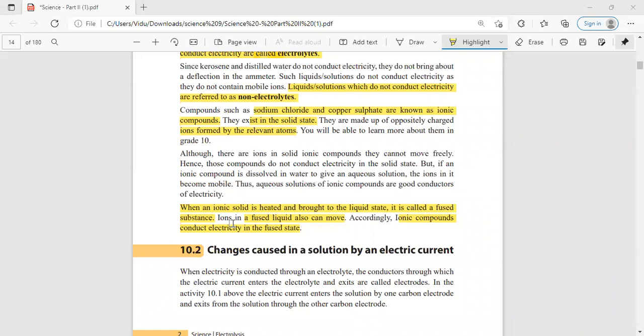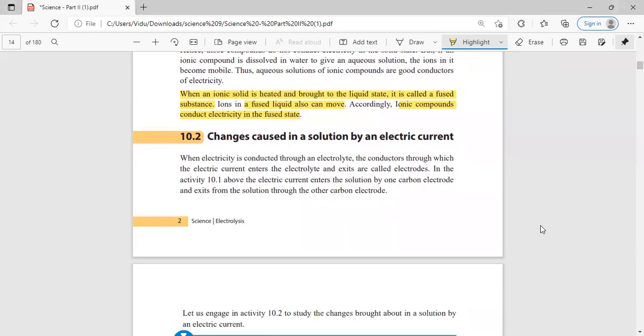Now we are going to do the second subtopic, changes caused in a solution by an electric current. When electricity is conducted through an electrolyte, the conductors through which the electric current enters the electrolyte and exits are called electrodes. You should remember it.